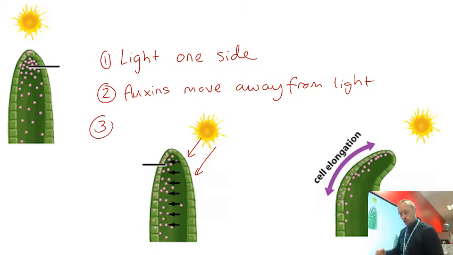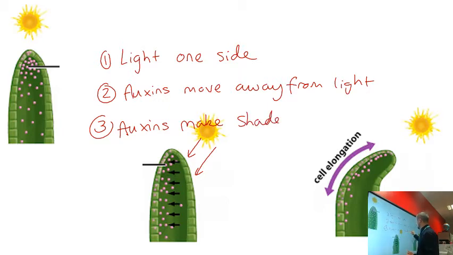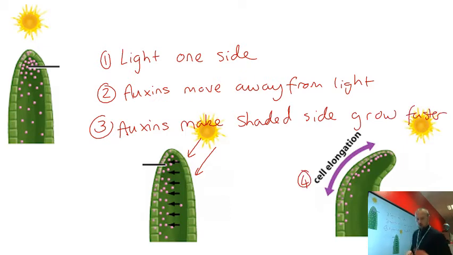This is a shoot. What do auxins do in a shoot? They speed up the growth. So auxins make the shaded side grow faster, so number 4, what happens is one side of the plant grows faster than the other, so it bends towards the light.